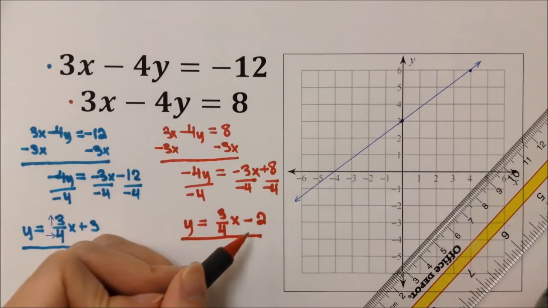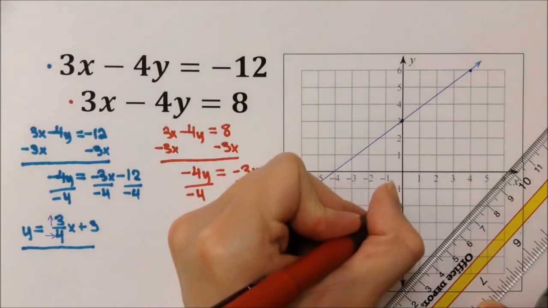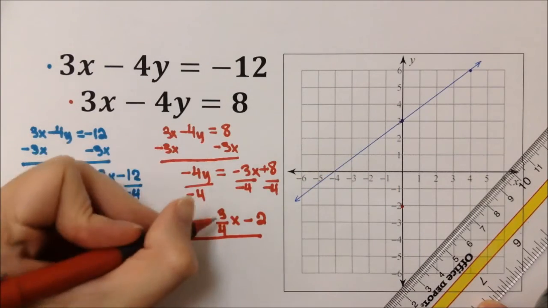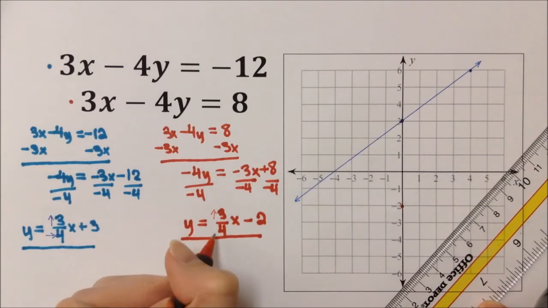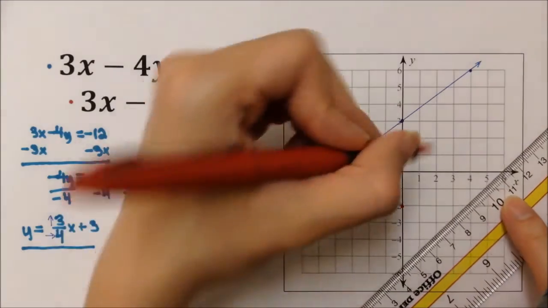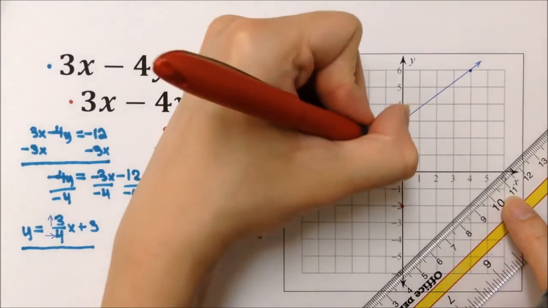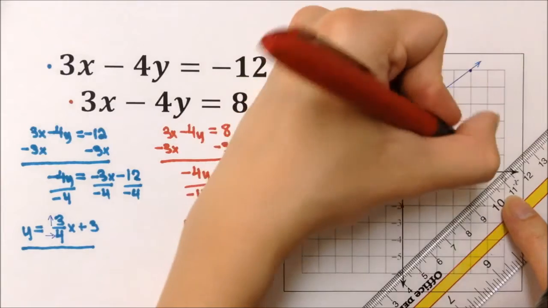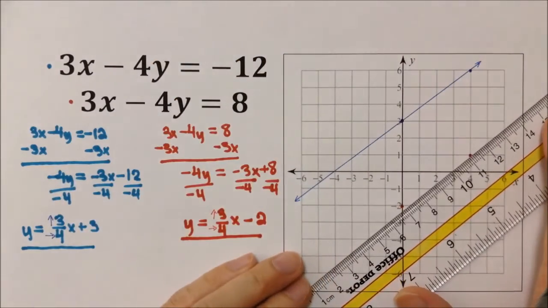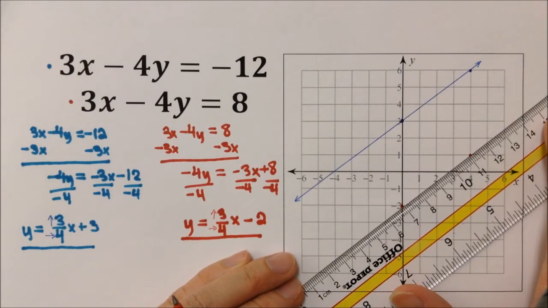We're going to graph our second line. So our y-intercept will be at 0, negative 2, which is right here. Positive slope, so that means I'm going to go up 3 and right 4. So up 3, right 4. 1, 2, 3, 1, 2, 3, 4. So here's our second point. I'm going to graph that.